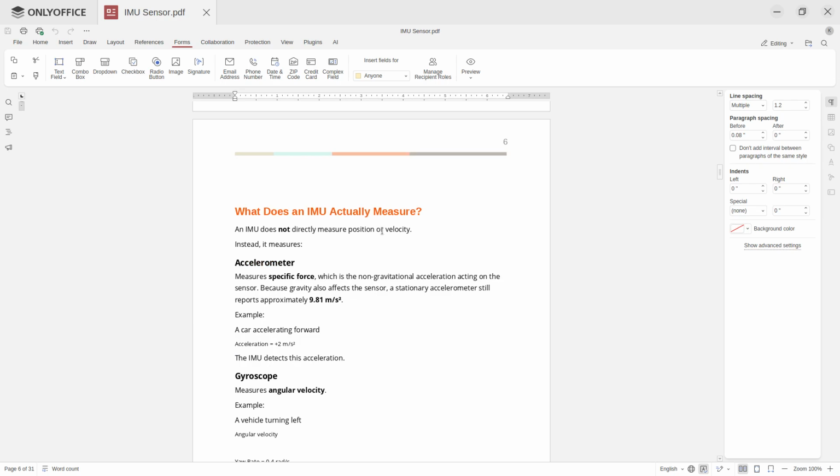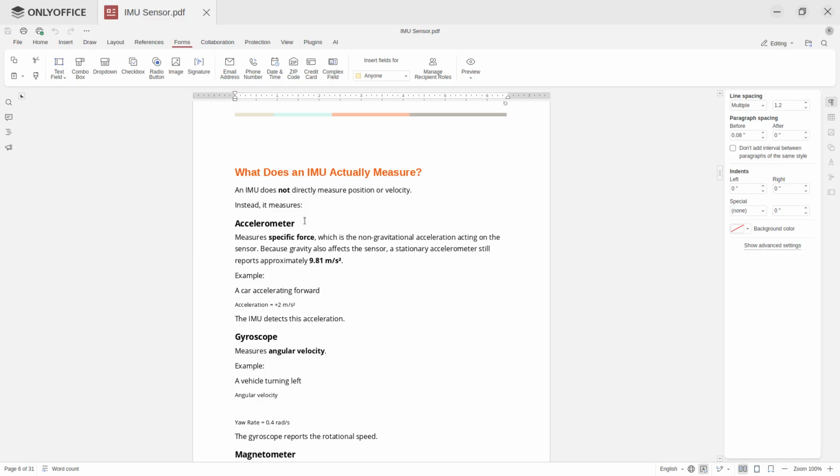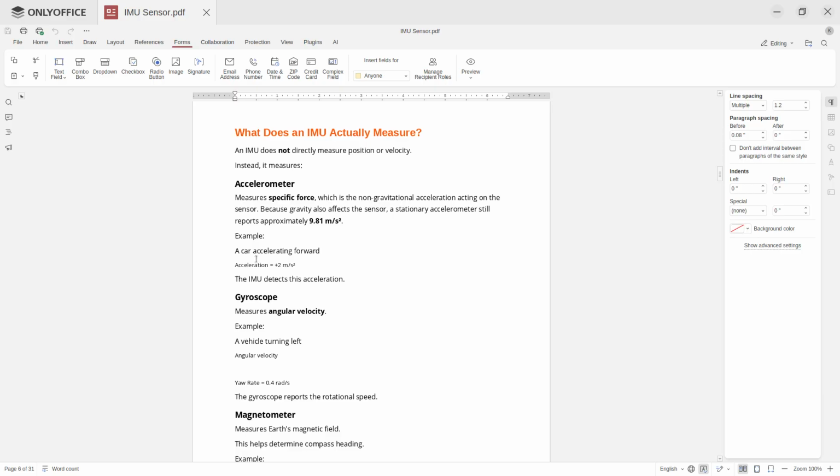Now moving ahead, what does an IMU actually measure? An IMU does not directly measure position or velocity. Instead, the accelerometer measures specific force, which is the non-gravitational acceleration acting on the sensor. Because gravity also affects the sensor, a stationary accelerometer still reports approximately 9.81 meter per second square. For example, a car accelerating forward, acceleration is plus 2 meter per second square. The IMU detects this acceleration.